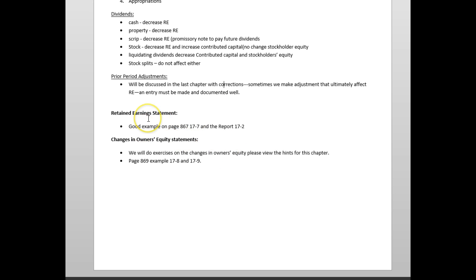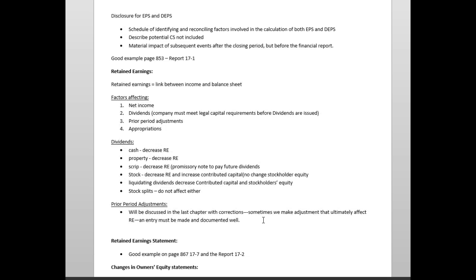Then we'll look at retained earnings statements, and there's a good example in example 17.7. And there's a report 17.2, and those are on page 861. So we take a brief look at those. Finally, we'll look at the changes in owner's equity statement, and we're going to do an exercise on that. So please be sure to review the hints in this chapter and look at the example on page 869. It's example 17.8 and 17.9. That wraps up this chapter.